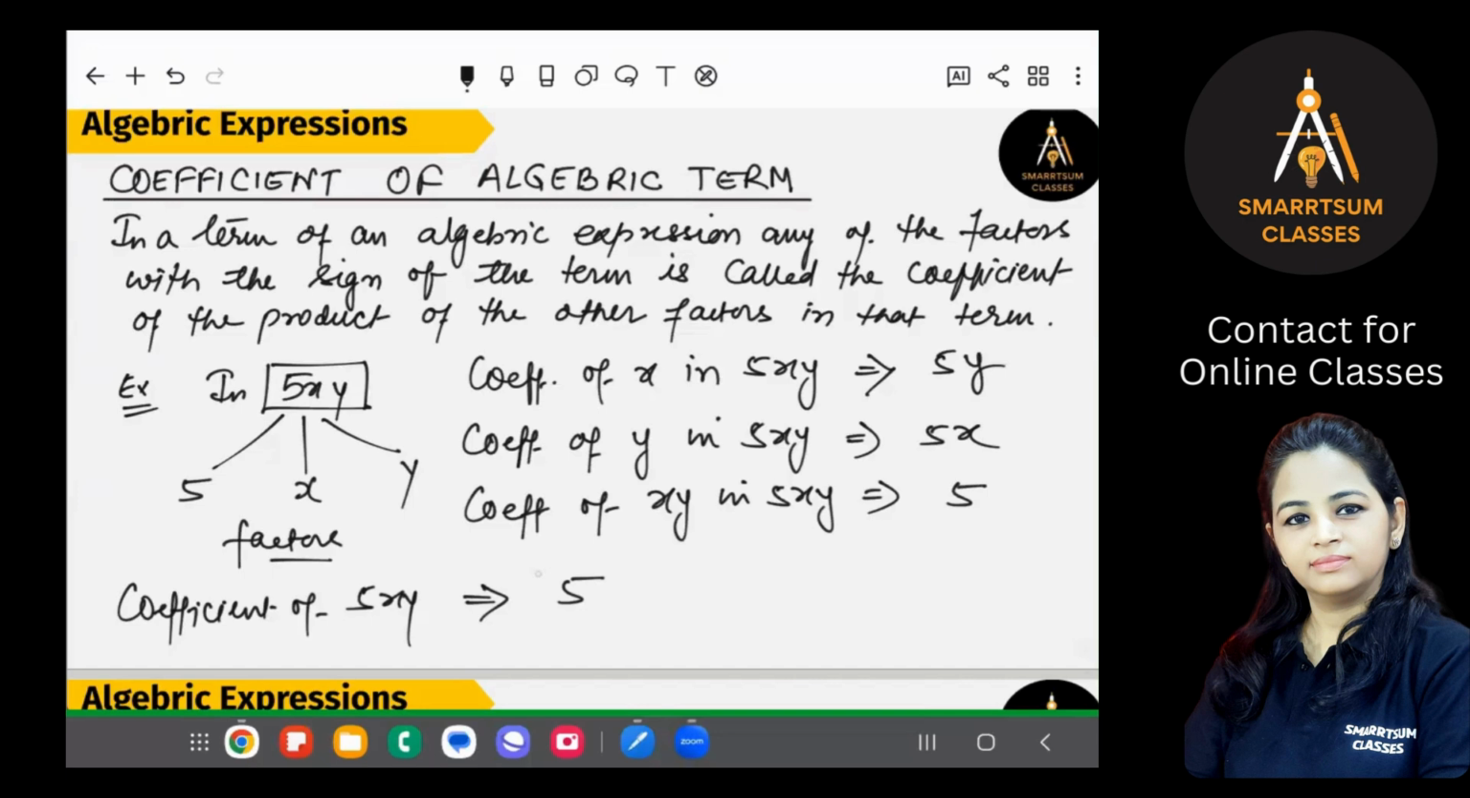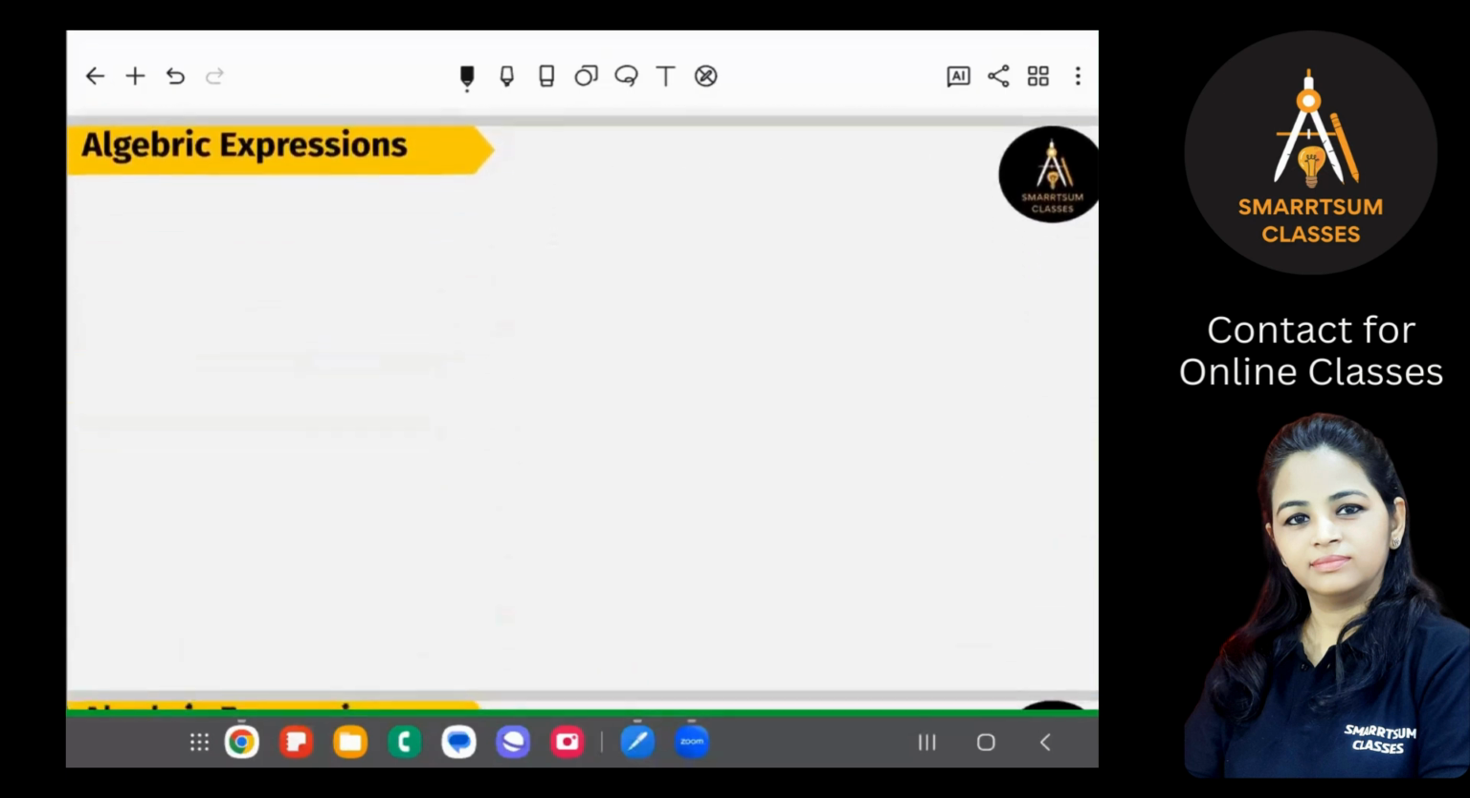So what is 5 here? That is the numerical coefficient. So either it is asked as the numerical coefficient, or if it is simply asked what is the coefficient of the term, then also you will say that 5 is the coefficient of the algebraic term 5xy. I hope you're now getting it. Now let's understand this with one more example.